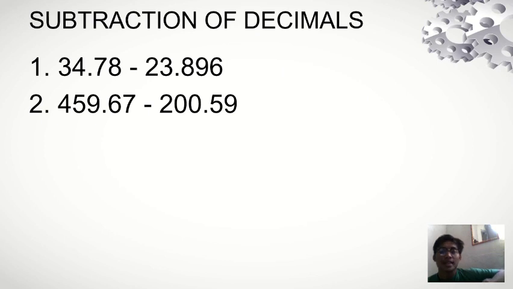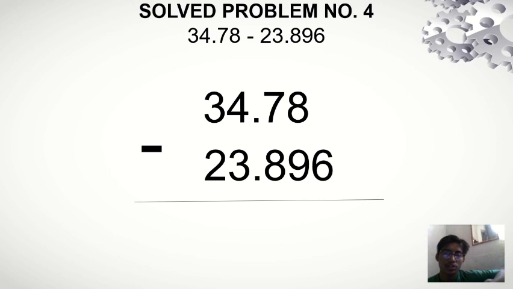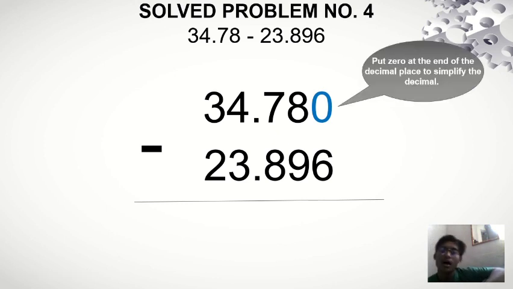Subtraction naman tayo. So, we have 34.70 or 34 and 78 hundredths minus 23 and 896 thousandths. So, ngayon, operation natin, subtraction. Put 0 kasi hindi yan bring down kasi hindi naman yung addition, that is subtraction. Put 0 at the end of the decimal place to simplify the decimal. Alright, gagamit tayo dito ng borrow 1.